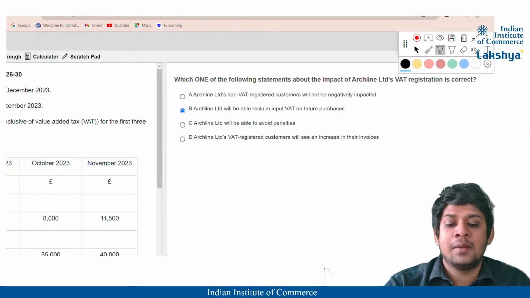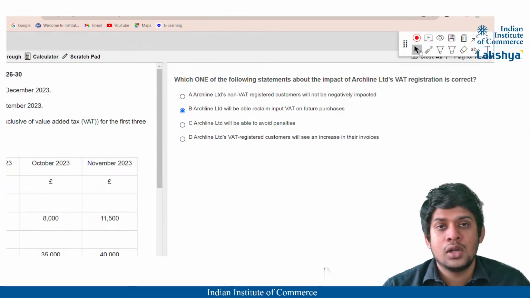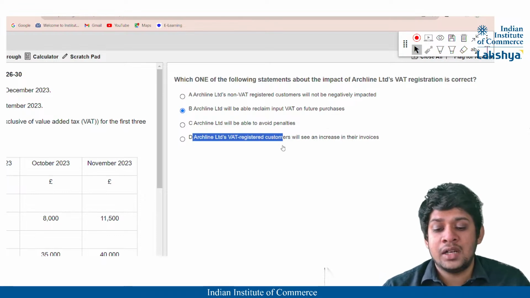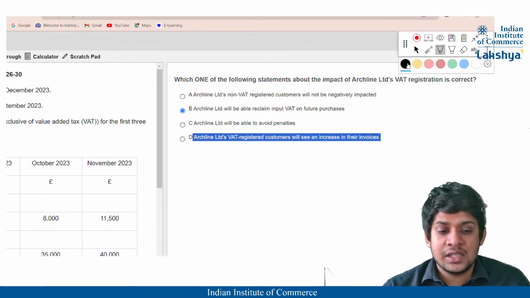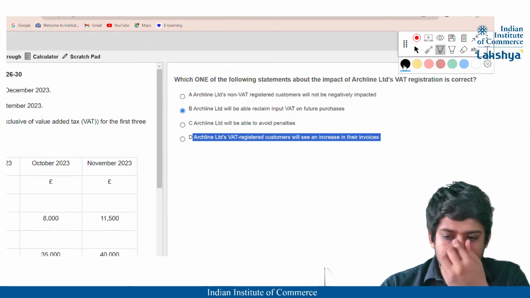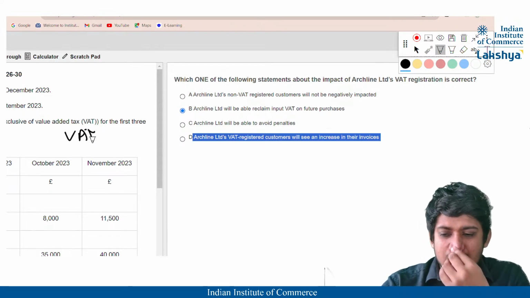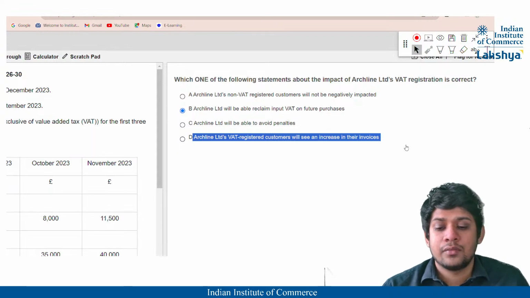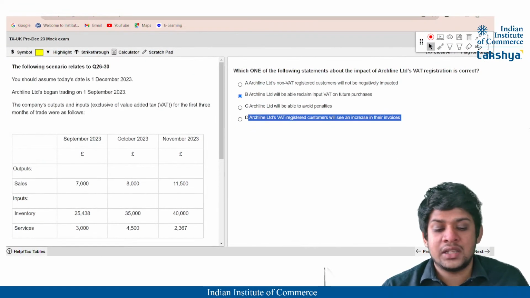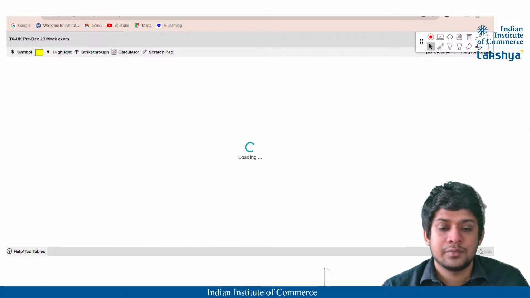Archline Limited will be able to avoid penalties. That is not true. Penalties will be charged wherever she is not making her payment on the due date. Right? So that is not true. Option D is Archline Limited's VAT registered customers will see an increase in their invoices. They will probably not see an increase in their invoices. They will just know that VAT is separately charged. Okay, guys, it is not like they are selling at a higher price.